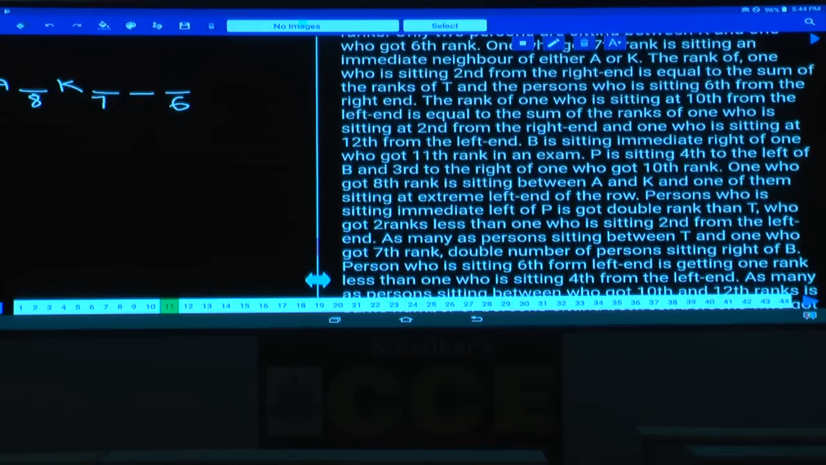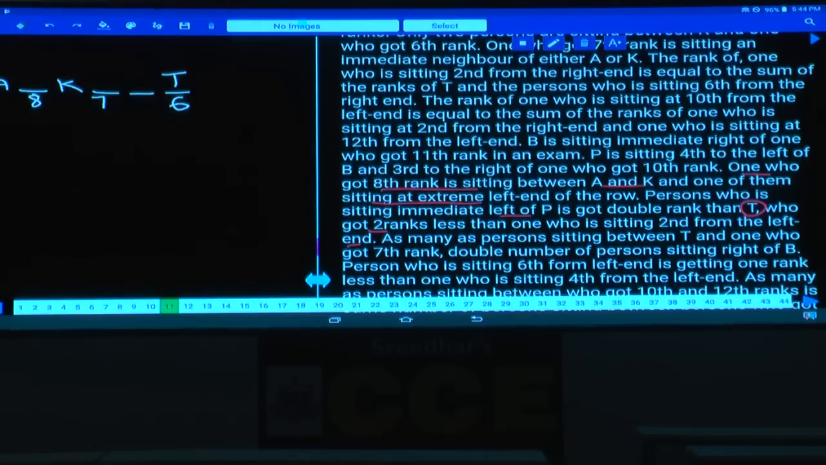And again, if you observe here, the rank of the one 10th from the right, either A or K. The one who got 8th rank is seated between A and K, and one of them is sitting at the extreme left hand of the row. And the person who is seated immediate left of P got double the rank of T. Now this T got 2 ranks lesser than the one who is seated second from the left hand. Now tell me who is seated second from the left hand? 8th ranker. Now this T got 2 ranks lesser than this 8th ranker, meaning this T must be the 6th ranker. Hence T must be the 6th ranker.